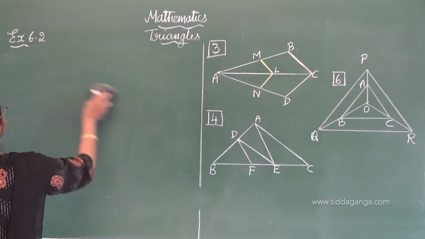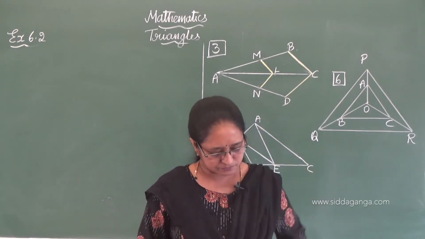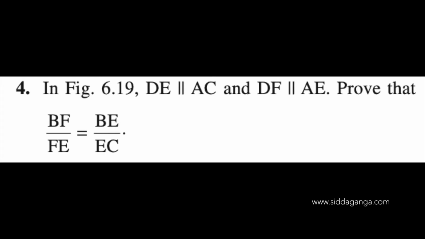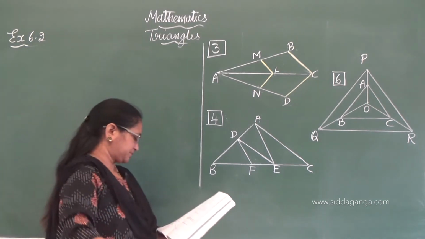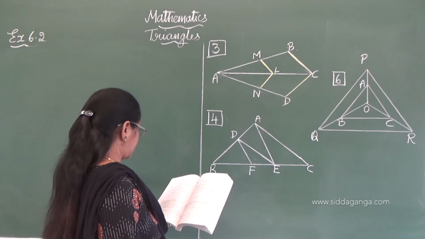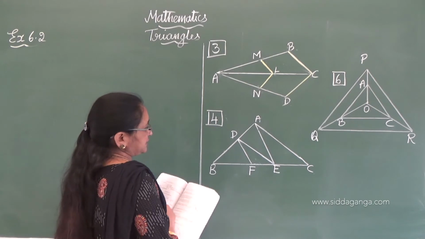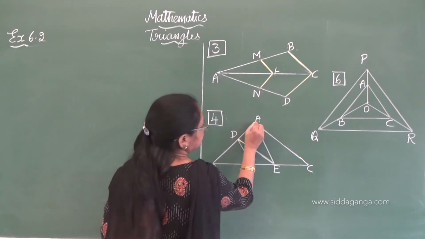So just observe the 4th problem here. I am going to read the question now. In the figure, DE is parallel to AC, DF is parallel to AE. You have to prove that BF by FE is equal to BE by EC. So, observe carefully here. See here, BF. DE is parallel to AC. See here, I will draw in this. DE is parallel to AC.